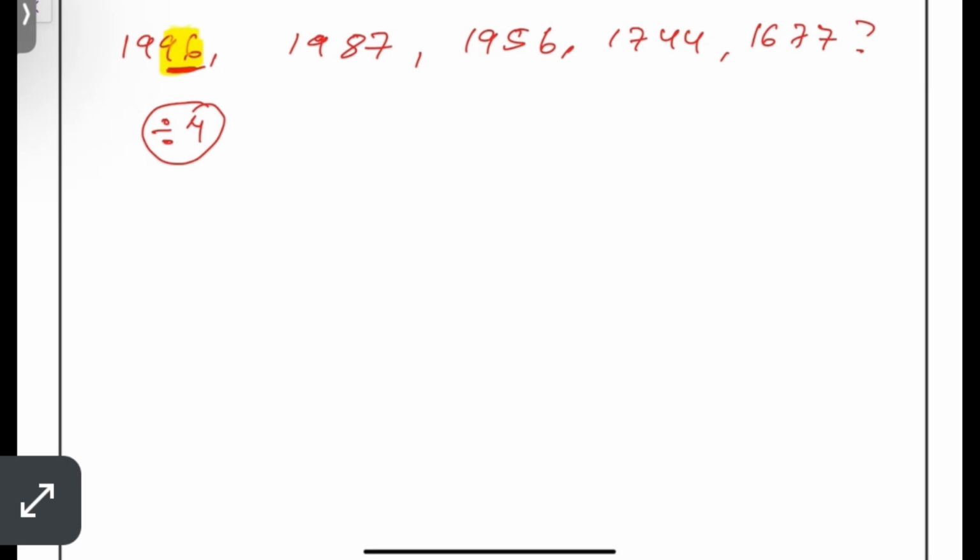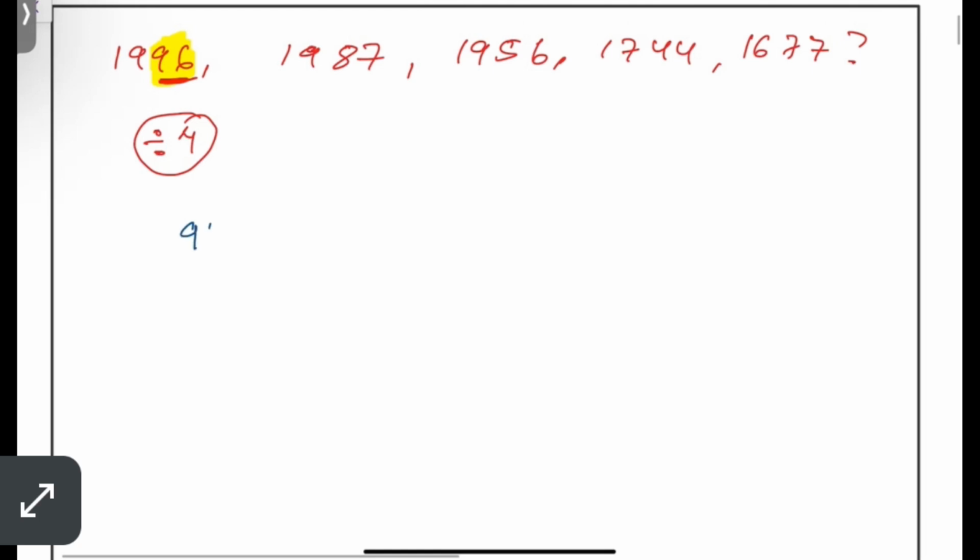The last two digits are 96. So let us take this 96, and let's divide it by 4. If my remainder is 0, that means if I can completely divide this one, then I'll say that this 1996 is a leap year. So let's check. 4 2s are 8, and what do we have? 9 minus 8 is 1, 16. 4 4s are 16. That means 0 here.